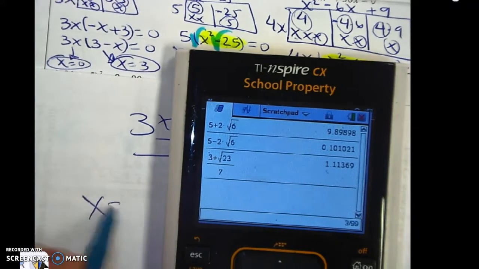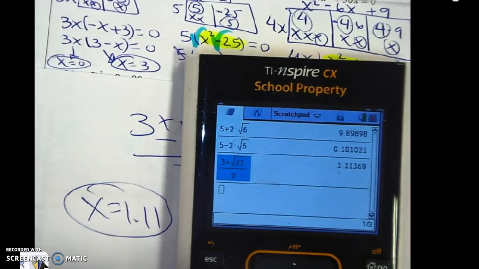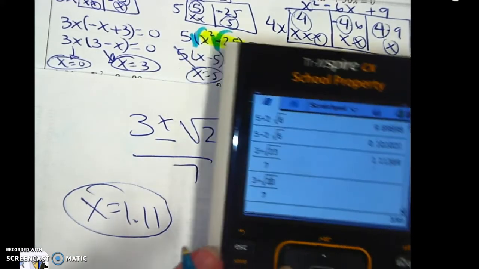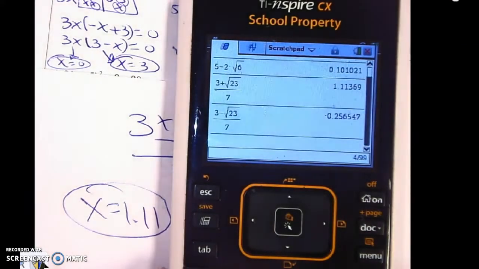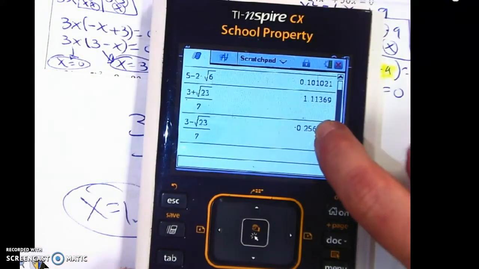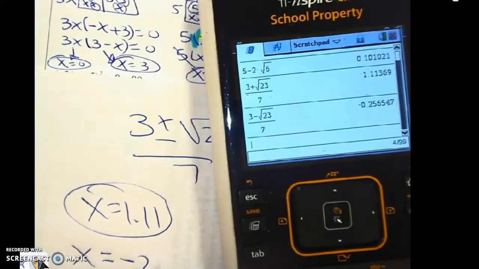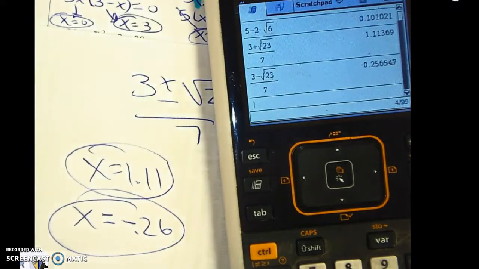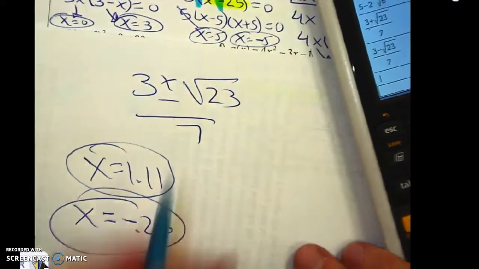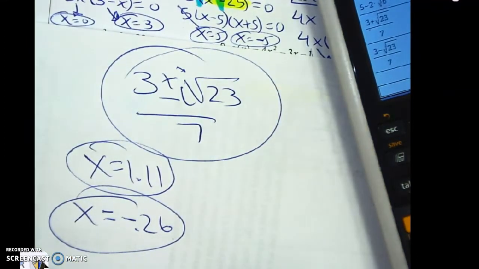The 3 means stay. That's one answer. Then you're going to go up, up, enter. And the other answer is going to be 3 minus the square root of 23 over 7. And it's -25 cents, but the 6 means it's going up to 26 cents. So -26 hundredths. If that happens, you will get bonus for that. Now, if you end up with an answer that had an i, that's it, and you're done. Because it's imaginary. You can't quantify it in a real space.